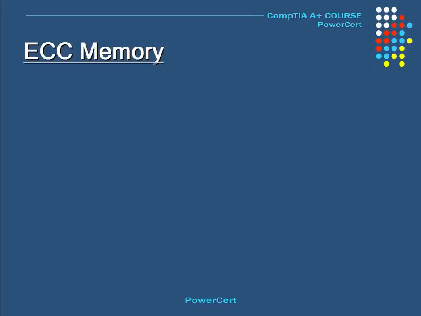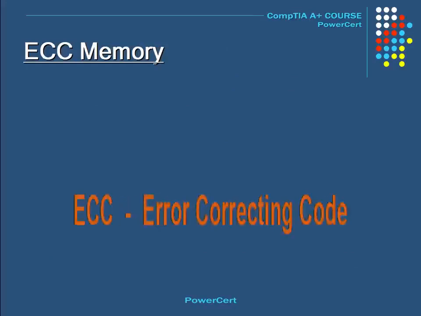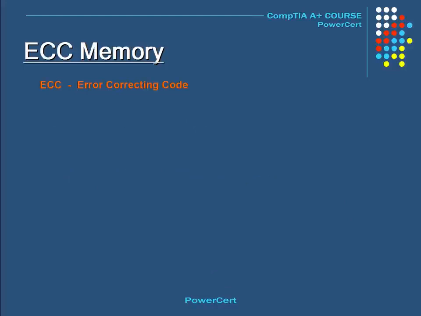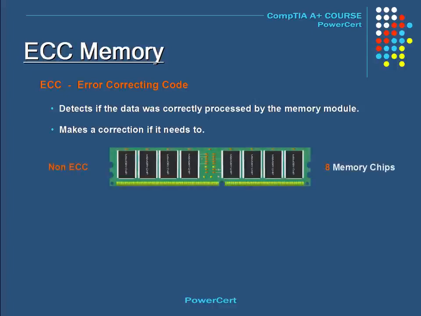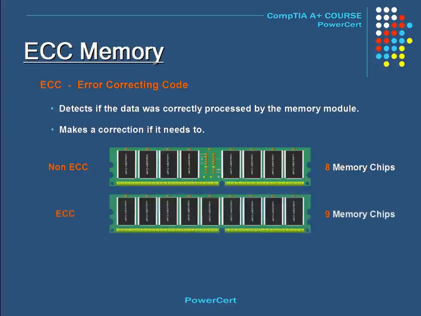Some RAM modules have ECC, which stands for Error Correcting Code. What this does is detect if the data was correctly processed by the memory module, and make a correction if it needs to. You can tell if a RAM module has ECC by counting the number of memory chips on the module. In a standard non-ECC DIMM, it will have 8 memory chips. But in an ECC module, it will have 9 memory chips.